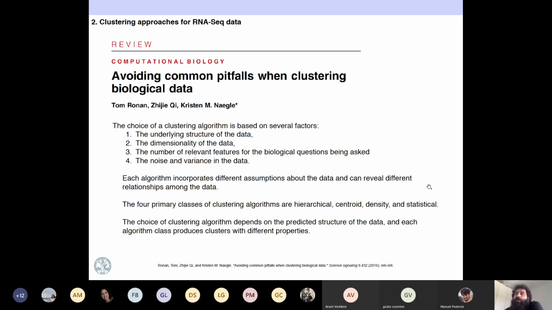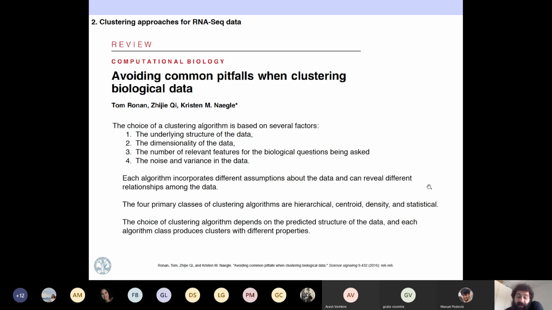Then it's important to know about the dimensionality of your data, because as I said, you may have one axis in which you don't have many samples, and then another axis that can be massive because you have genes. Also, how many relevant features there are for the biological question you are asking. And also, and this is essential, the noise and the variance of the data. If your data is very variable, you have high variance and a lot of noise, it is going to be difficult to cluster your data. Each of the algorithms, as this says here, has some assumptions, and then it may give you different results.